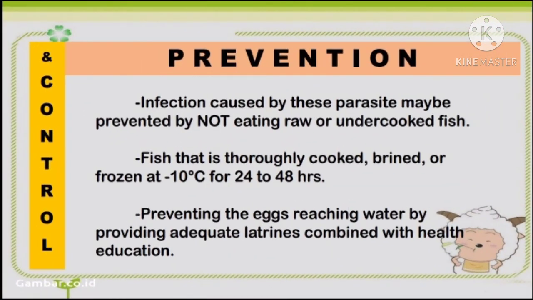So we are down to have the last slide. We have the prevention and control. So the infection caused by this parasite may be prevented by not eating raw or undercooked fish. And also ma-prevent niya po siya by fish that is thoroughly cooked, brined, or frozen at negative 10 degrees Celsius for 24 to 48 hours. And also preventing the eggs reaching water by providing adequate latrines combined with health education.